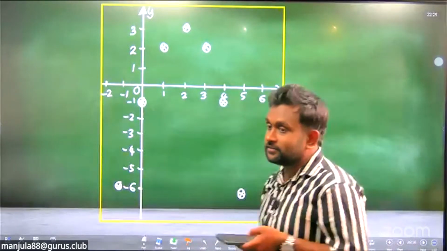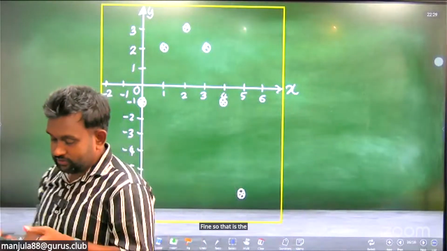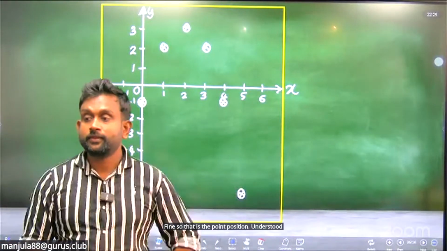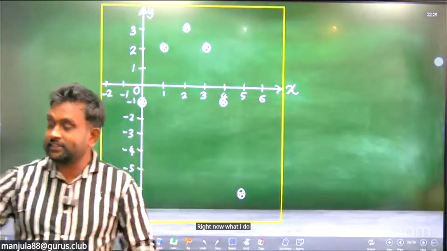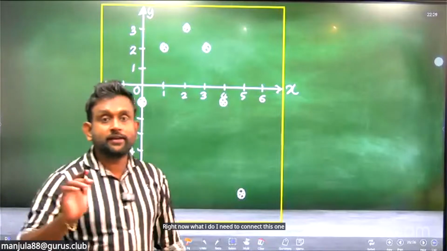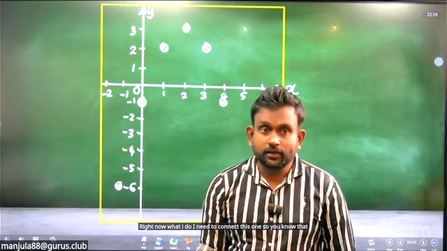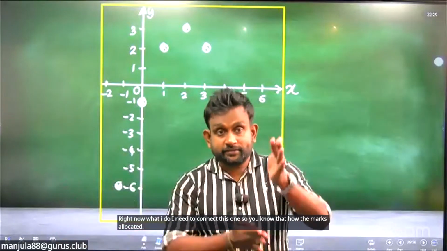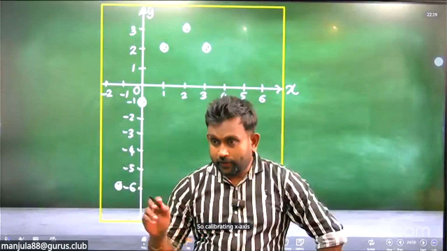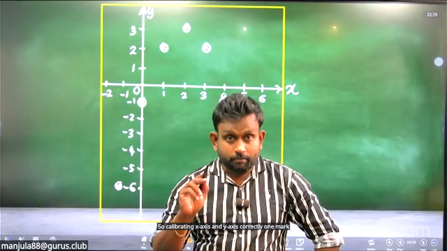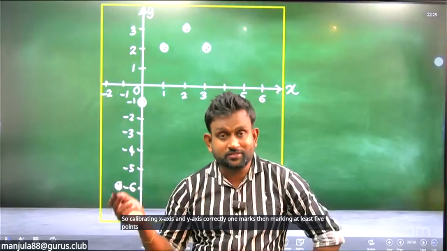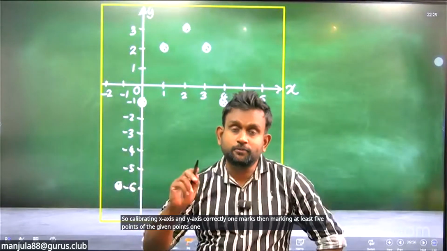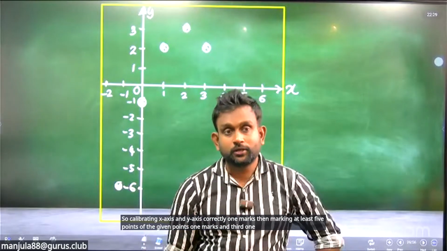Fine. So that is the point position. Understood, everyone? Now what I need to do is connect these points. So you know how the marks are allocated. Calibrating the x-axis and y-axis correctly, 1 mark. Then marking at least 5 of the given points, 1 mark. And the third one, drawing a smooth curve, 1 mark.